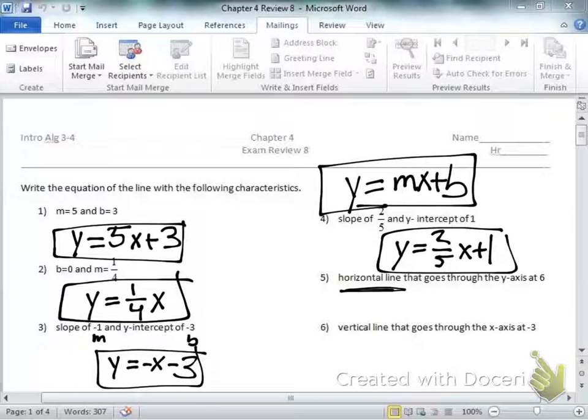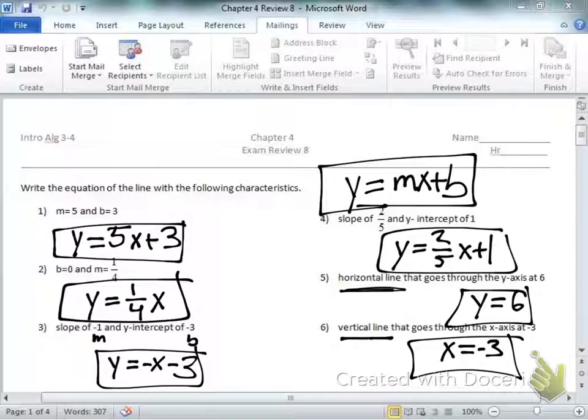Horizontal lines are always written as y equals. In this case, it's y equals 6. Vertical lines are always written as x equals. In this case, it's x equals negative 3. Raise your hands if you have any questions on these.